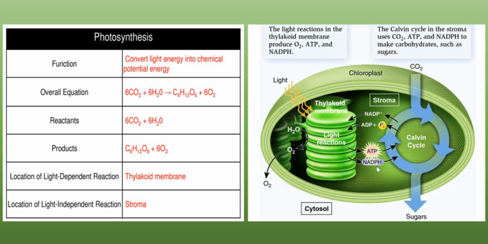Now that NADPH moves to the stroma portion, and it helps in the Calvin cycle. So it releases that hydrogen to construct the sugar, because if we observe the sugar, the formula is C6H12O6. So the H of the glucose comes from there, which is picked up by the NADP.